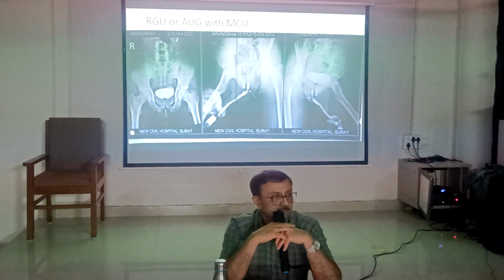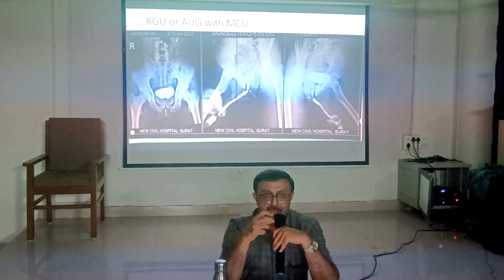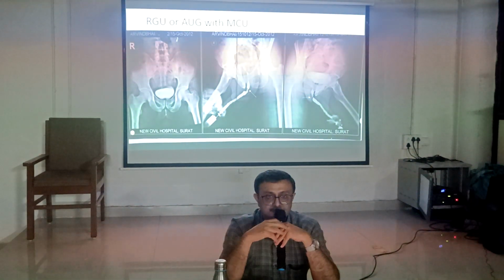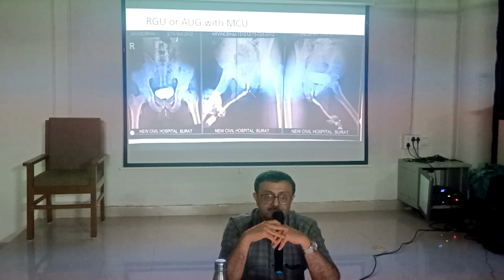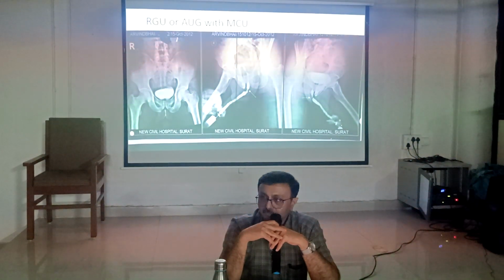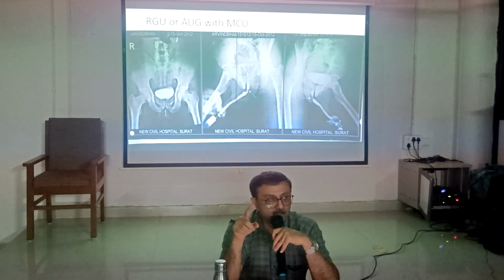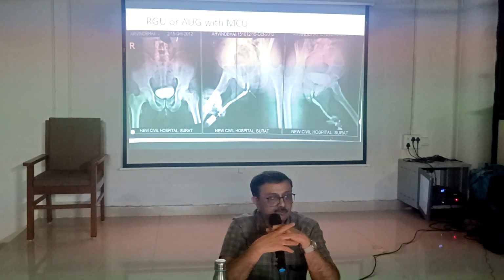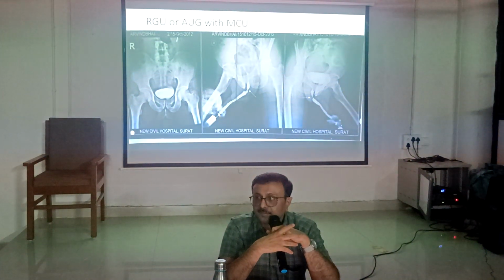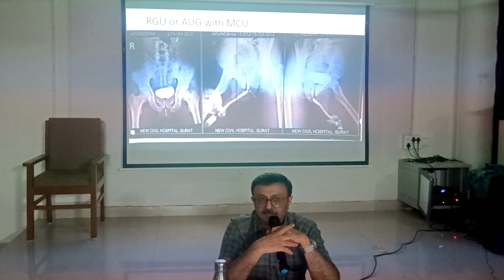So suppose there is a complete narrowing from above and the dye doesn't go, then how will you do MCU? For MCU, dye must reach the urinary bladder. Dye does not go into the bladder, so how will you do MCU? Suprapubic catheterization, direct bladder.